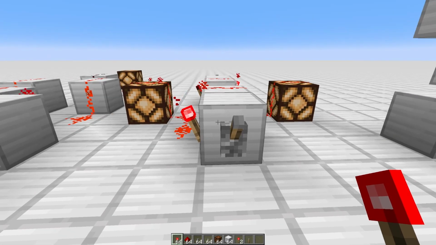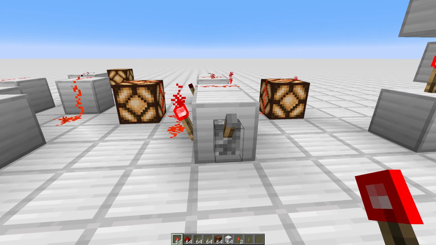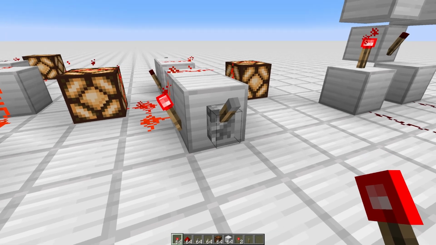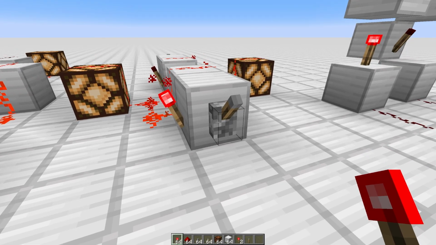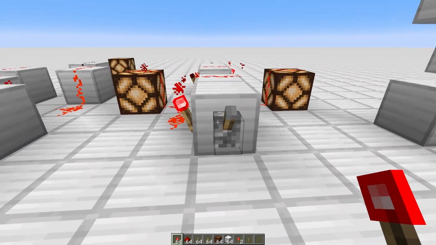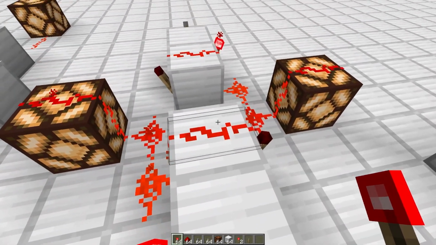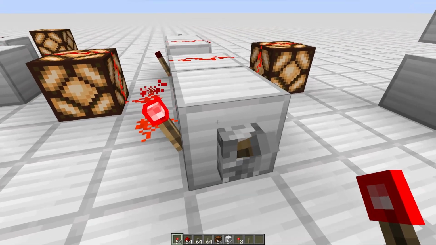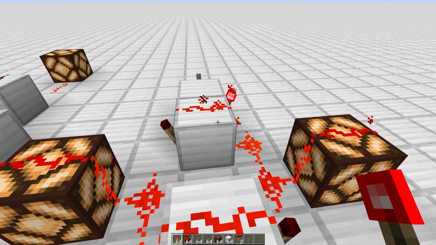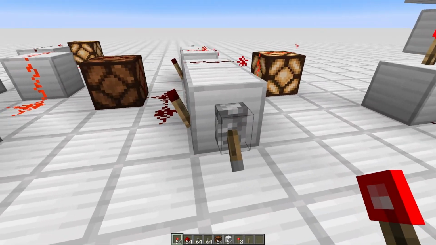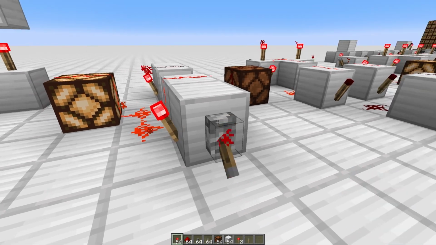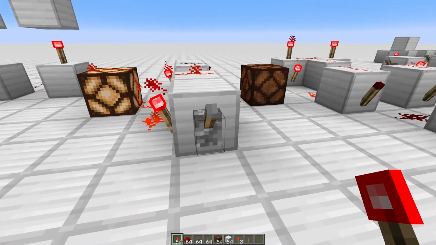This next thing is something I, to be honest, have never personally used. But it's called an RS NAND latch. They say it works like a memory cell. Basically what happens is if you power one of the sides, the other side will remain powered no matter what happens. So if I turn this off, I can come over here, and no matter what I do with this, that will still be on.